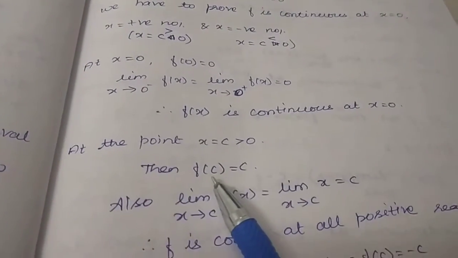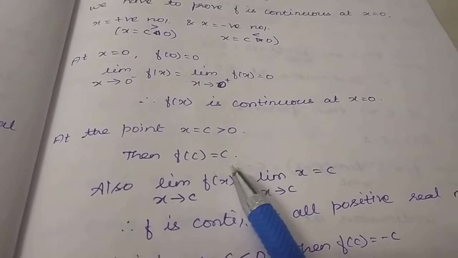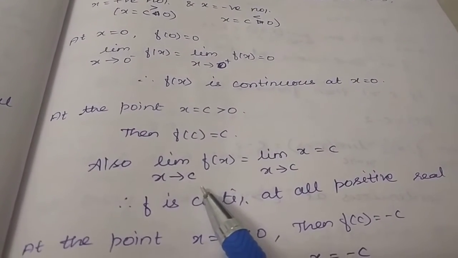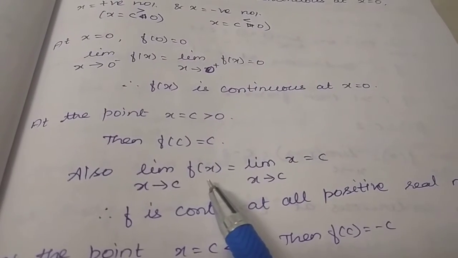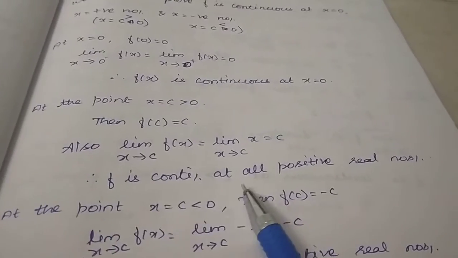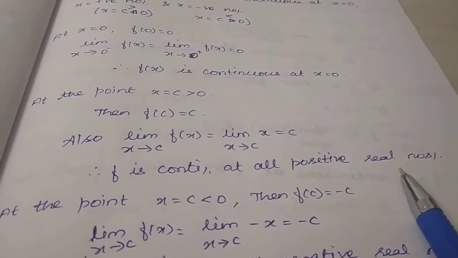So directly we can write f of c value is 0. Then also limit x tending to c of f of x is simply c. So we can say that f is continuous at all positive real numbers.